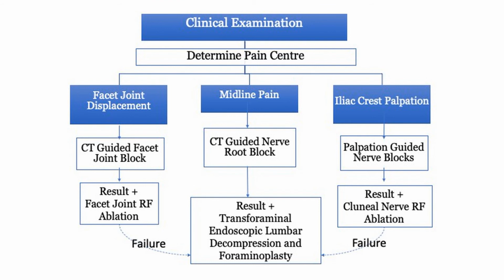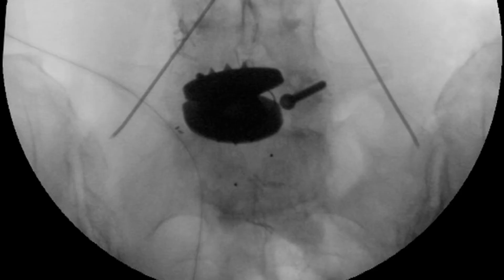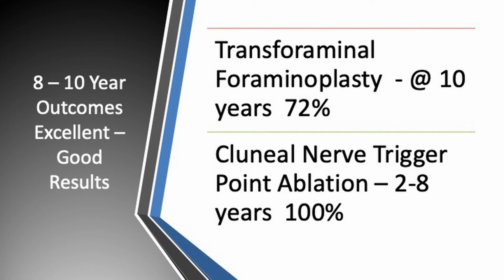If muscle balance physiotherapy using the Alexander technique and reformer Pilates during the period of relief does not sustain the benefit, then radiofrequency ablation produces lasting benefit. This procedure is performed through several 1 millimeter needle puncture wounds. And both the transforaminal foraminoplasty and the cluneal nerve ablation procedures have very promising long-term success rates, still sustained 8 to 10 years later, and have been peer-reviewed.